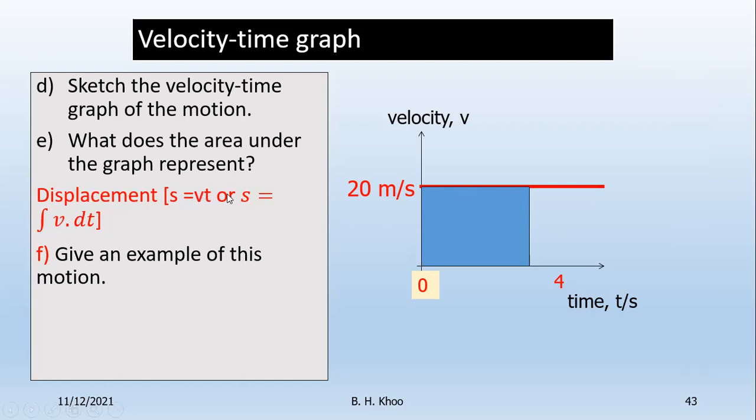Or using calculus, it's much easier to understand. v times t is the area. Right? Give you an example. A car moving in a straight road at constant speed.